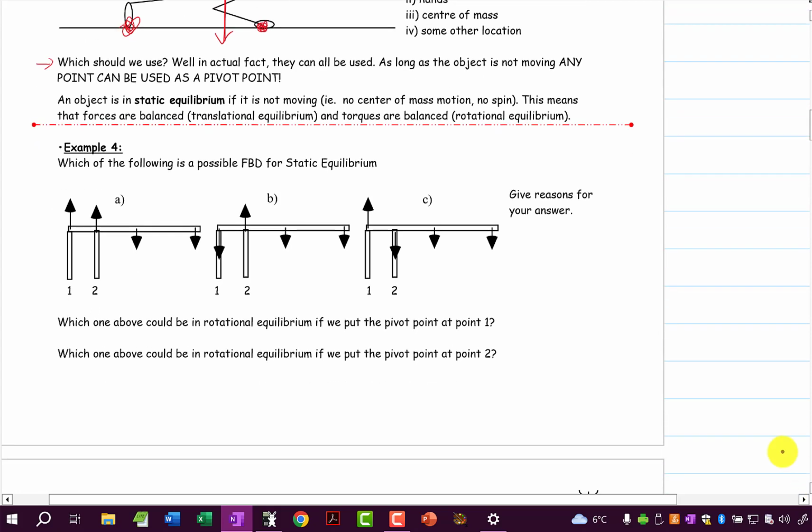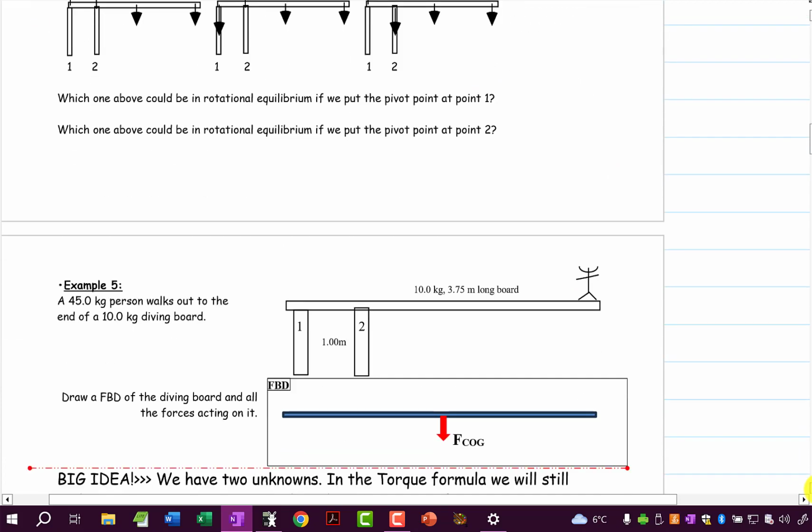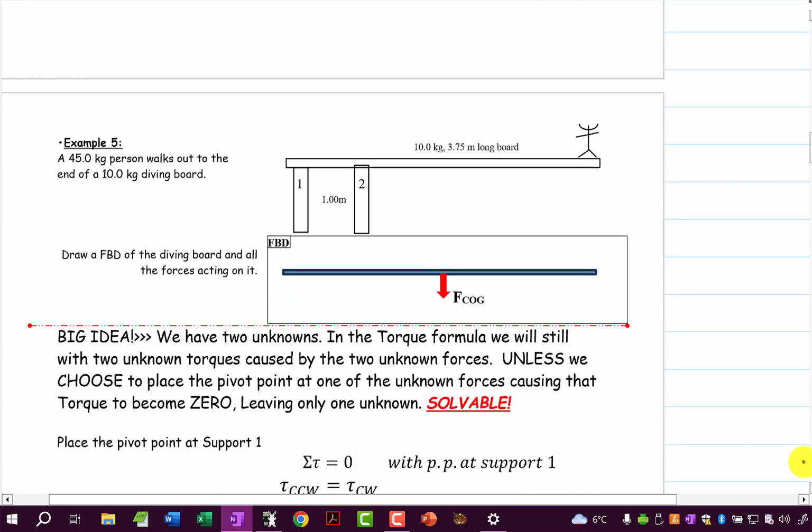Okay, I'm going to give up on example number 4 right now. Let's do number 5, please. This is going to be a very good one.